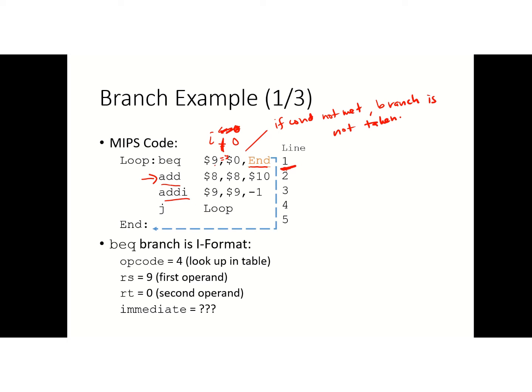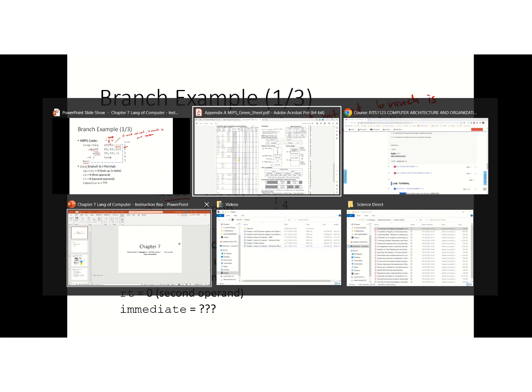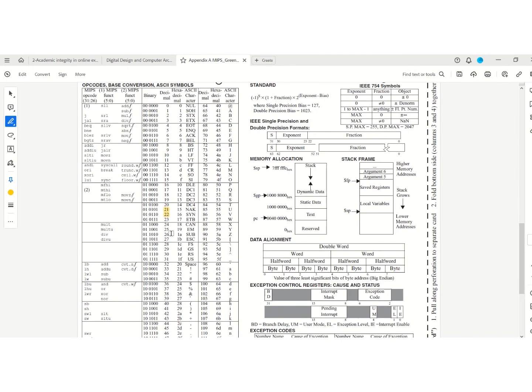Okay. So after the instruction, we would jump the loop back again and run the command until the condition is met. Then we can branch to exit the loop. So the BEQ branch is an I format. Look at the MIPS.